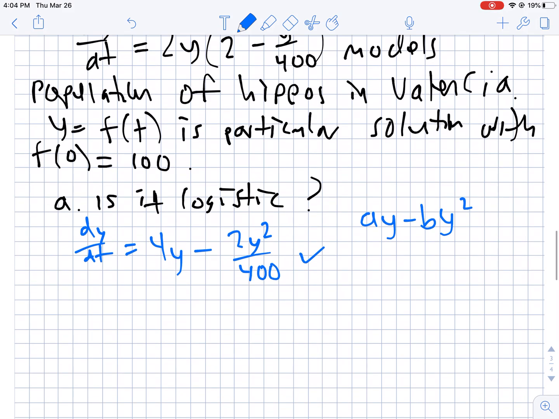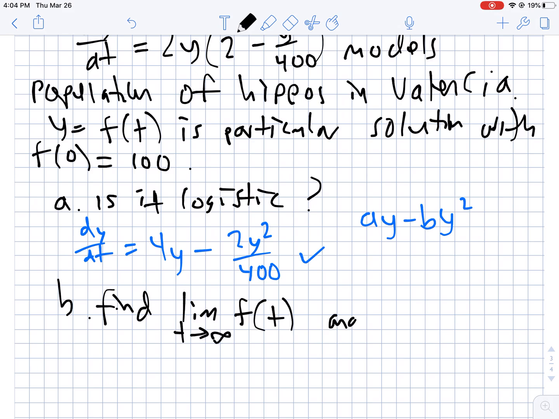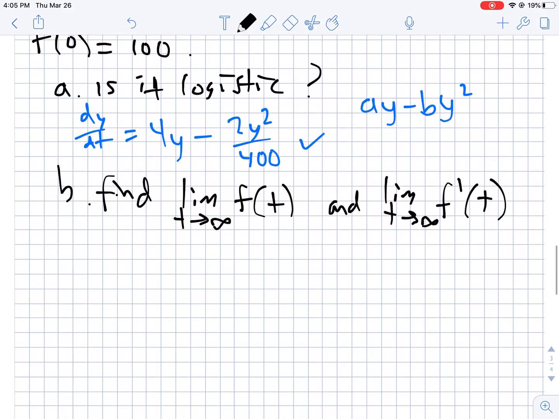Great. Now part B of my hypothetical problem tells you this. Think of the shape of the graph as you find the limit as t goes to infinity of this f of t, this particular solution, and the limit as t goes to infinity of f prime of t. The way you want to do these problems, you're not really doing a bunch of math here. I want you to think about the slope fields and the solution curves.